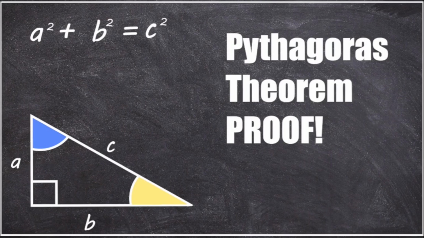I'm going to assume that you already know what Pythagoras' theorem is, that the formula for it is a squared plus b squared equals c squared, but that what you're really here for is to know why the theorem works.